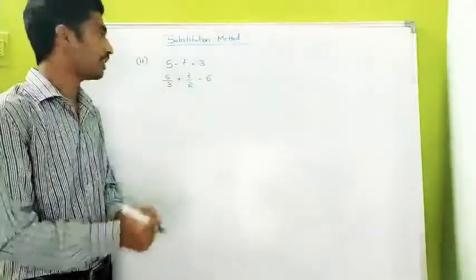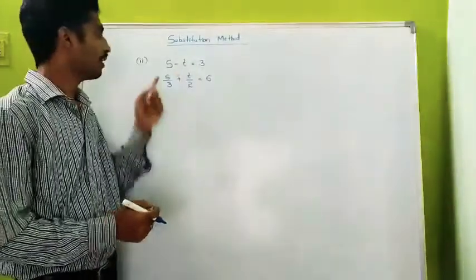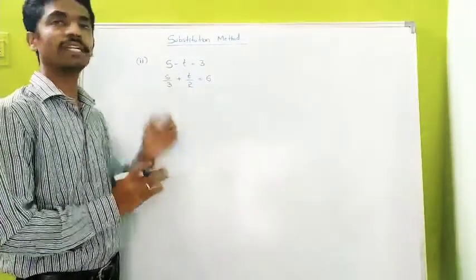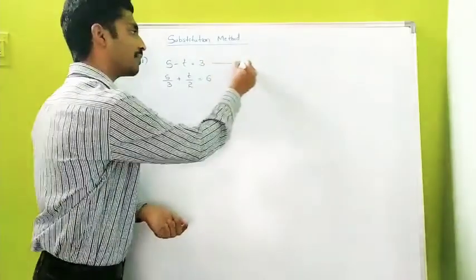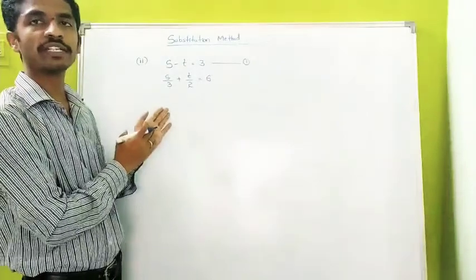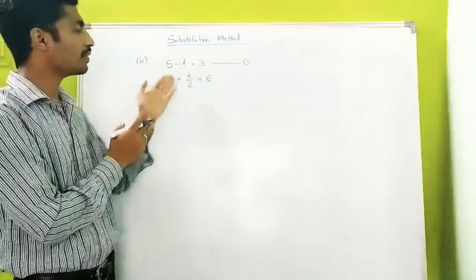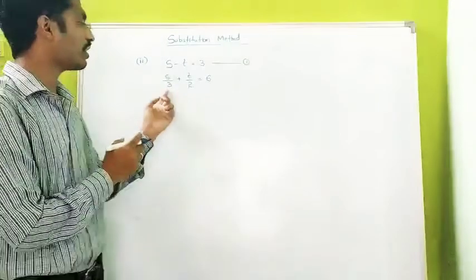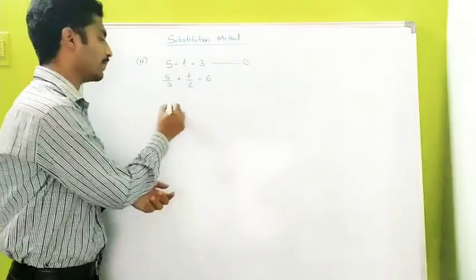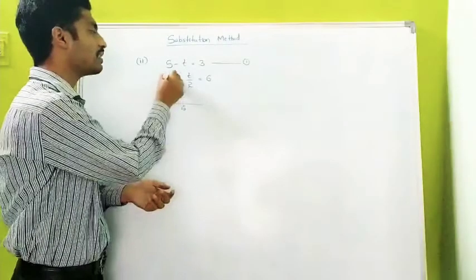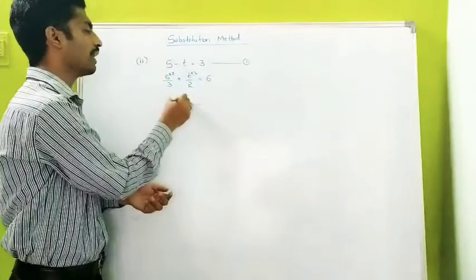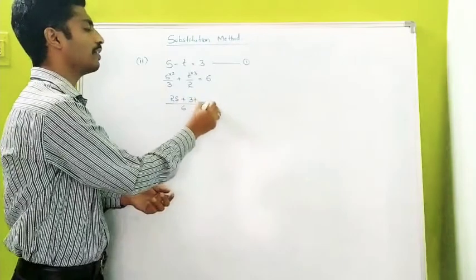Here in the second question, they have given s minus t equal to 3, and s by 3 plus t by 2 equal to 6. The first one is already a linear equation, so let's take it as equation number 1. But the second equation is not linear in form, it is represented with fractions. So first we make it into a linear equation. 3 is here and 2 is there in the denominator. Take the LCM of 3 and 2, which will be 6. 3 twos are 6, 2 threes are 6. So it will be 2s plus 3t equal to 6.